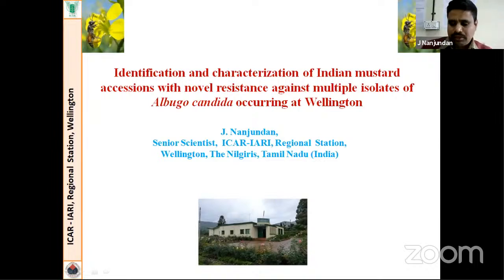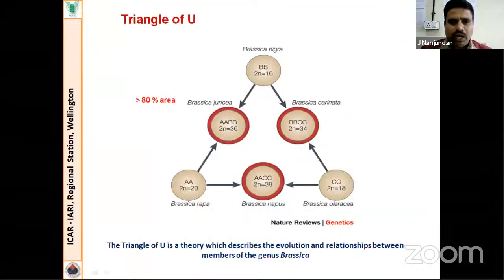Please proceed. Yes. Respected Chairman, Co-Chair, esteemed delegates, I am J. Nanjundan. I am at Wellington. I am working on white rust in oilseed brassicas, utilizing the hotspot conditions here. The topic for the discussion is the identification and characterization of Indian mustard accessions with novel resistance against multiple isolates of Albugo candida occurring at Wellington. As we all know, among the 7 oilseed brassicas cultivated in India, Brassica juncea contributes more than 80% to both area and production. So our main focus in germplasm screening and breeding activity is mainly on Brassica juncea.